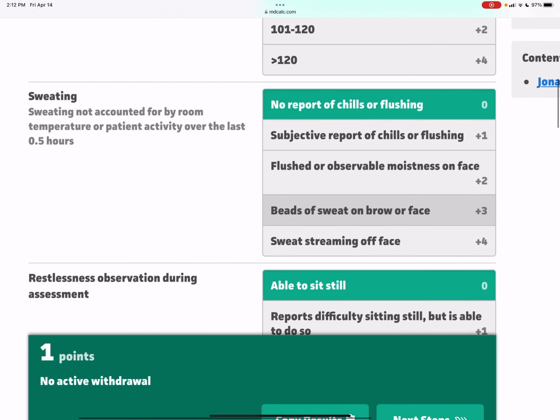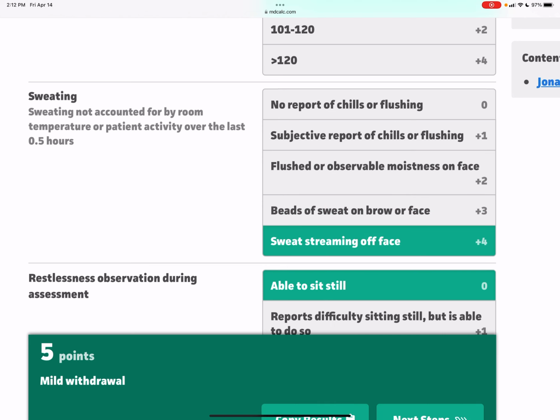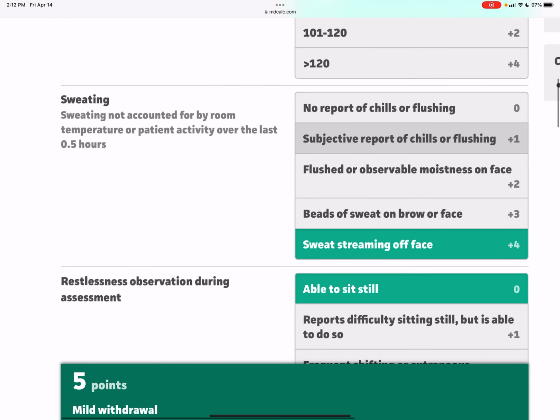And we're looking to see, does it look like you're sweating? Does the person complain of chills? Do they feel like they're really hot? Can you see it on their face? Is it on their brow? Are the beads of sweat just dripping from the face? Then you would assign the appropriate score there.